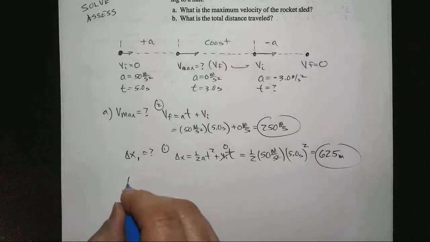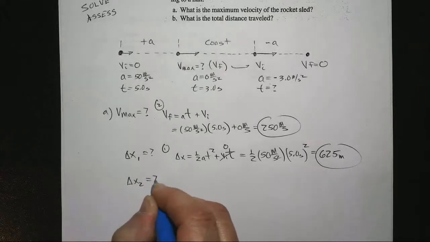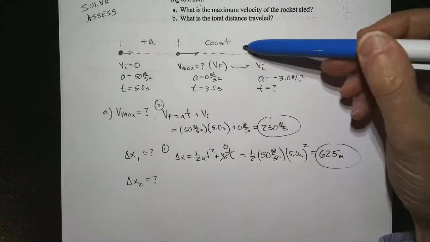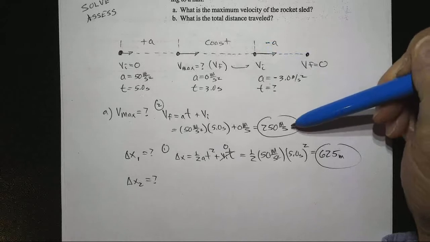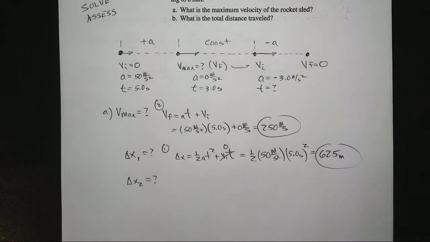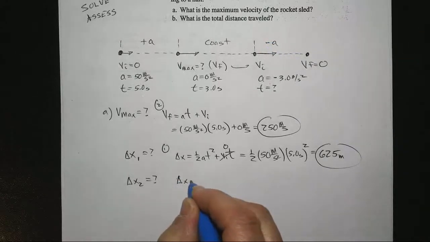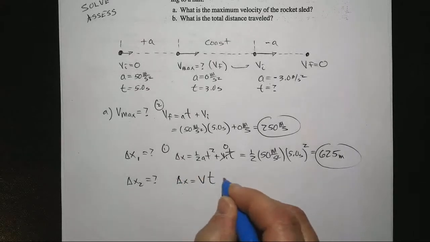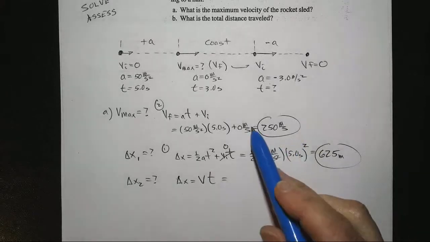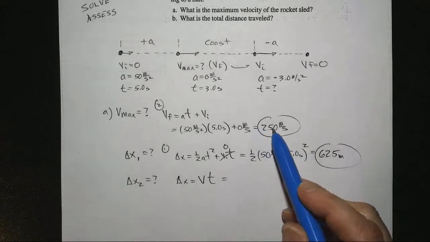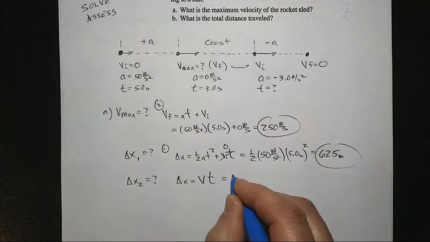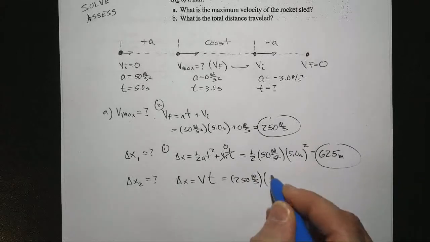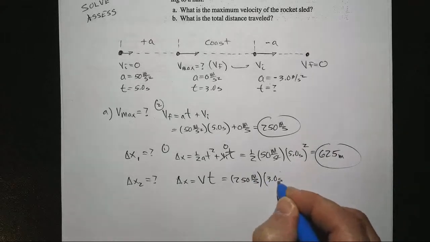Okay? Delta x2, how will we get that? Well, we have no acceleration. We're coasting essentially at a constant speed of 250 meters per second. We need the constant motion equation, which would be delta x equals the constant velocity times the time. Well, the velocity is the velocity that we got up to. This maximum velocity is maintained for 3 seconds. So that's going to be 250 meters per second times a time of 3.0 seconds.